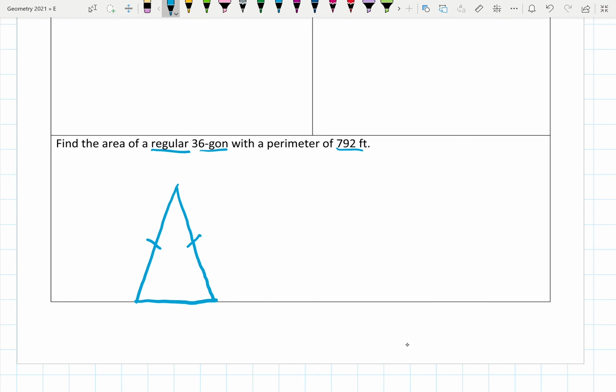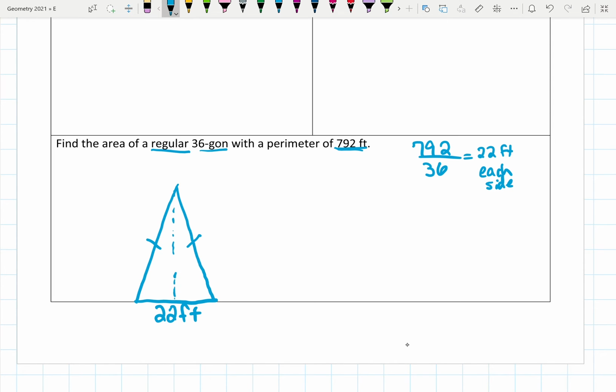Need a couple pieces of information. One, I need a side length. Well, since it's regular, it means equiangular but also equilateral, each side is the same length. So if I split 792 36 ways, it gives me 22 feet. So each side is 22 feet long. Each of the 36 sides is 22 feet long. Now when I put it on the triangle, that means I have the base of the triangle. I still need to find the height.